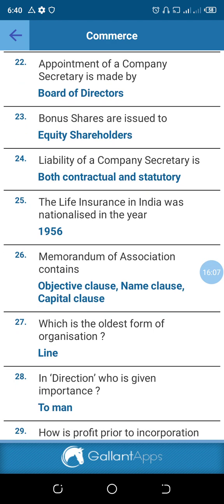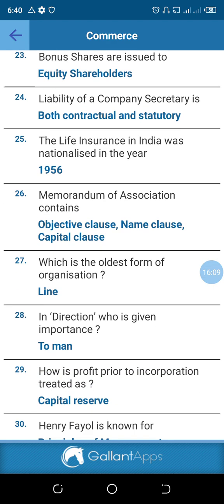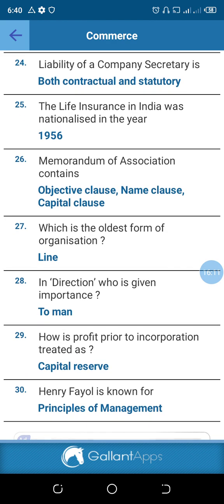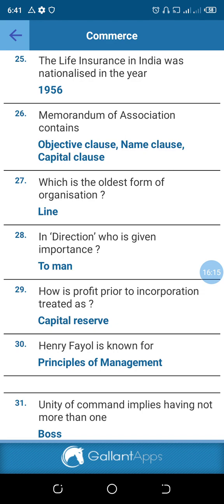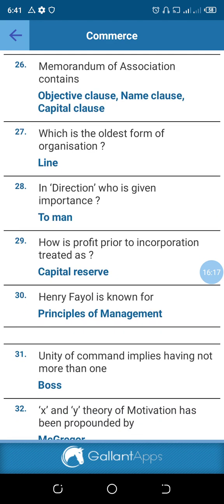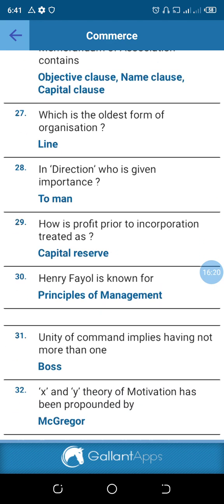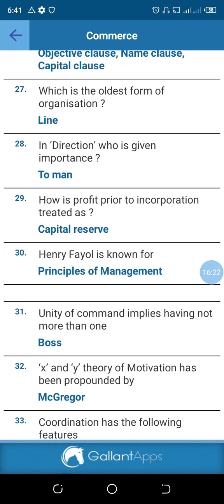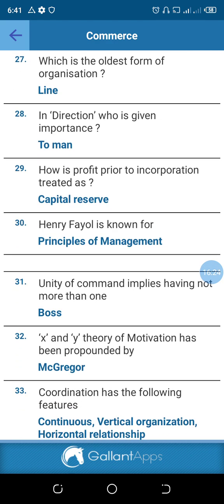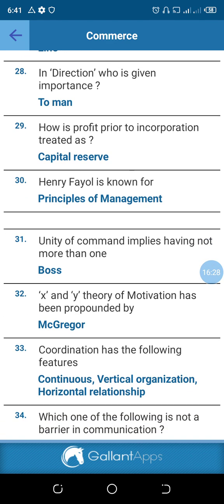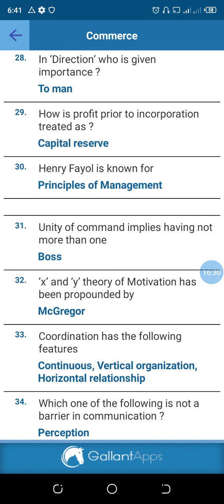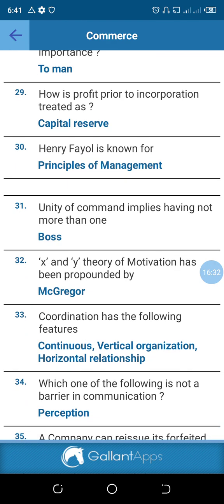Bonus shares are issued to equity shareholders. Liability of a company secretary is both contractual and statutory. Life insurance in India was nationalized in the year 1956. Memorandum of Association contains objective clause, name clause, capital clause. Which is the oldest form of organization? Line. In direction, who gives importance to man? How is profit prior to incorporation treated?